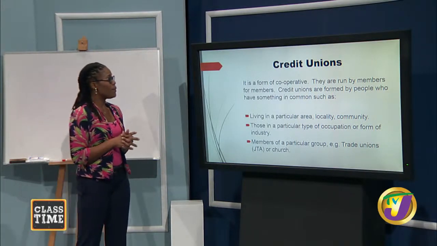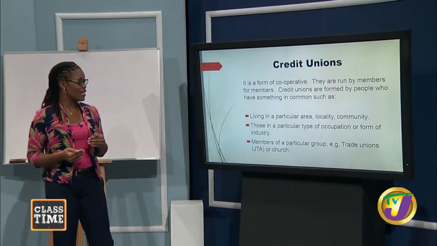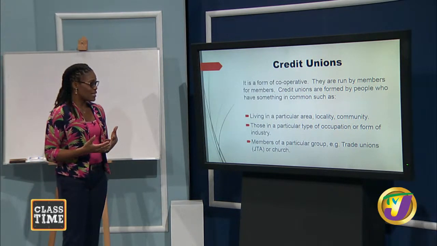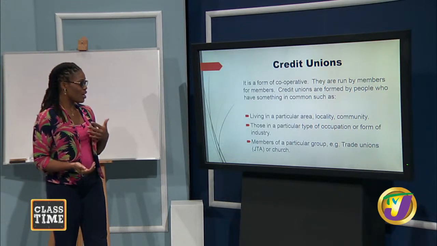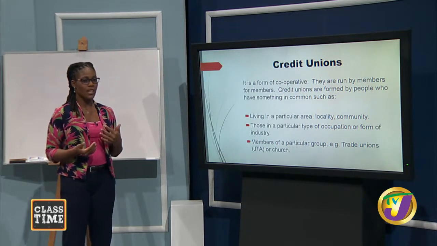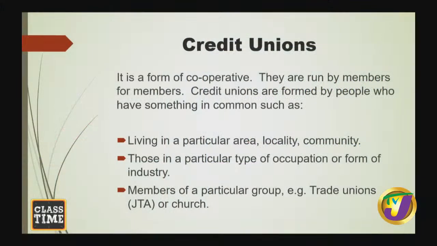Credit unions are formed by people who have something in common. So something such as living in a particular area or community, those in a particular type of occupation or form of industry, and members of a particular group or trade union. So we have examples such as if you're a teacher, you might be a part of a particular credit union. They have a credit union for teachers. There's a particular credit union for police officers, for community. So if you're from Manchester, you will hear of the Manchester Cooperative Credit Union, etc.